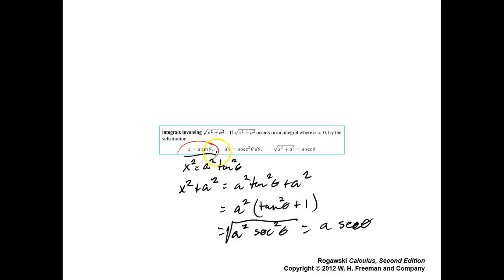If x is equal to a tangent theta, what's the derivative of tangent theta? Secant squared theta. And that's why they put that there. So you see, if you had a secant squared theta in the numerator and a secant in the denominator, you're going to lose some secants there. And the square root of x squared plus a squared, we just did that, is a secant theta. So yeah, we got them all done.